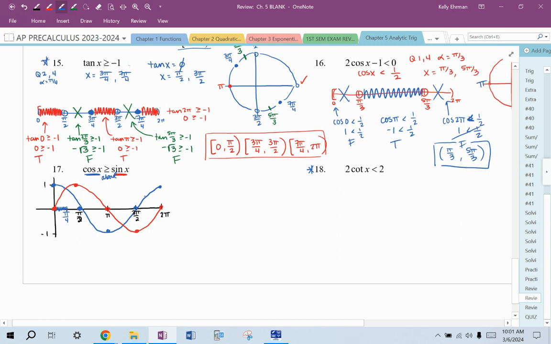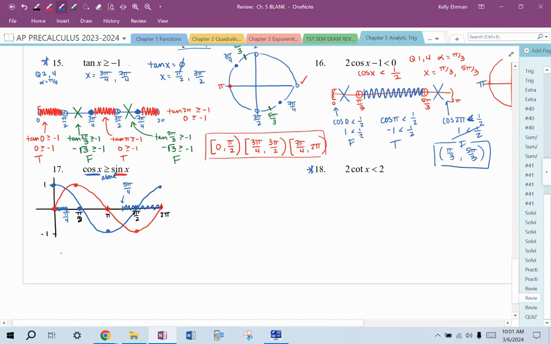Blue is also above red right here to here. What is this point? It's between pi and 3 pi over 2, so it's down here in quadrant 3. At 5 pi over 4, both sine and cosine are negative radical 2 over 2.